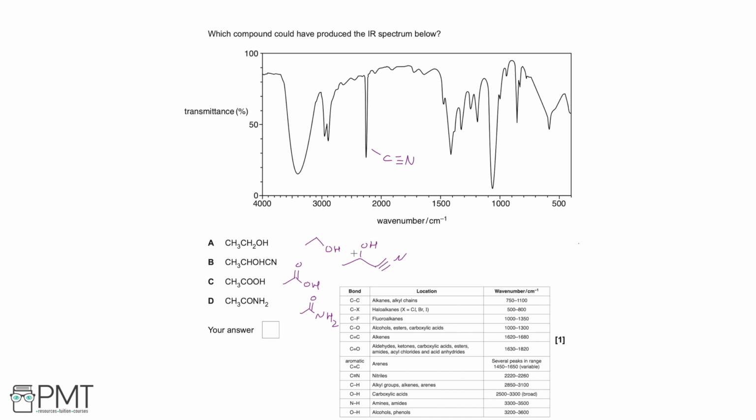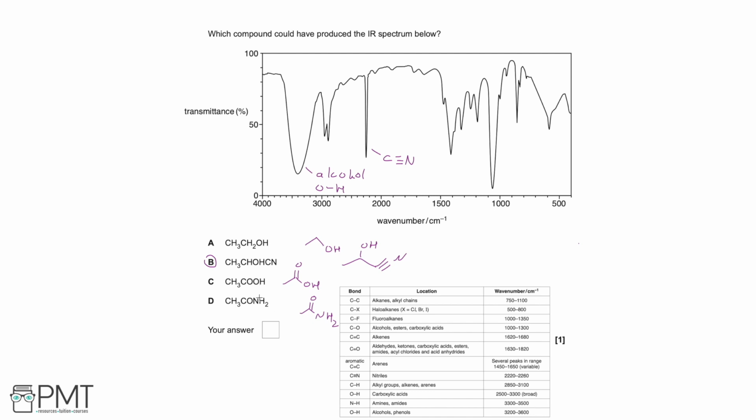But if this IR spectrum was produced by B, then we should also see this OH bond appearing for an alcohol, which is like a large, broad peak between 3,200 and 3,600 wave numbers, which we can see here also. So this is an alcohol OH group. So with those two peaks in mind, I think we can safely say that this is B.